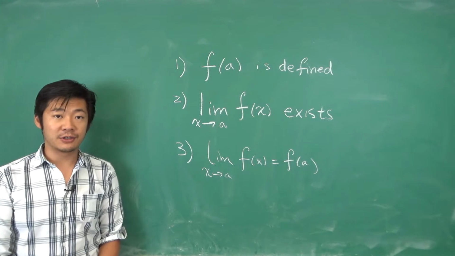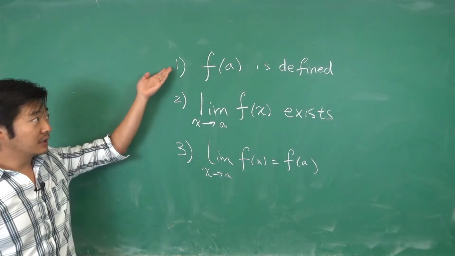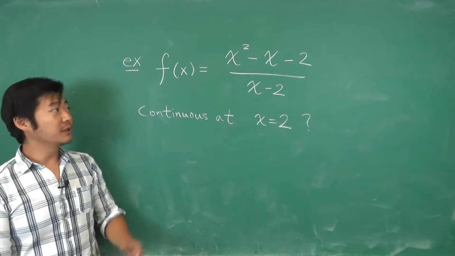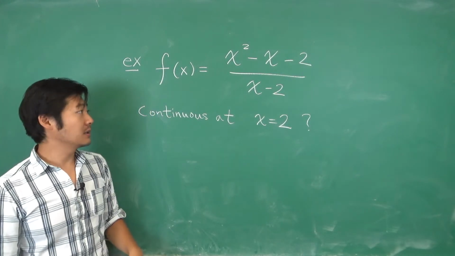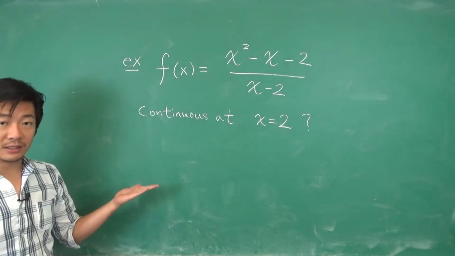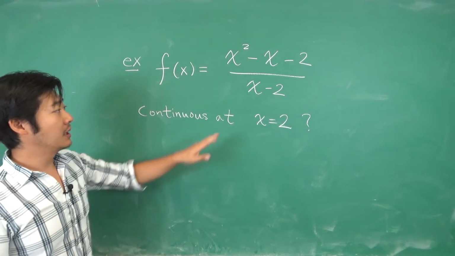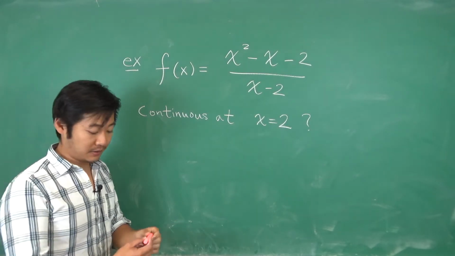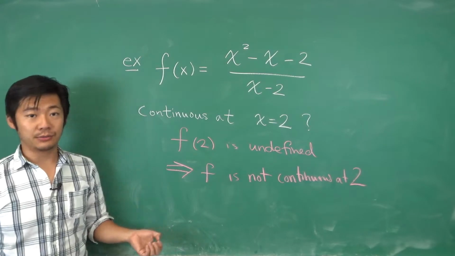And we say that a function is continuous on an interval if all points on that interval satisfy this property. For our first example, let's look at the function f of x equals x squared minus x minus 2, divided by x minus 2. Is the function continuous at x equals 2? Well, if we plug in 2, then the denominator will be 0. So this function is undefined at x equals 2. Therefore, f is not continuous at 2.